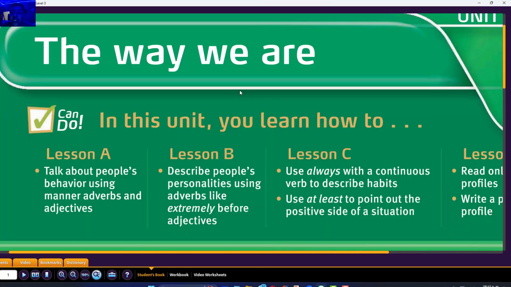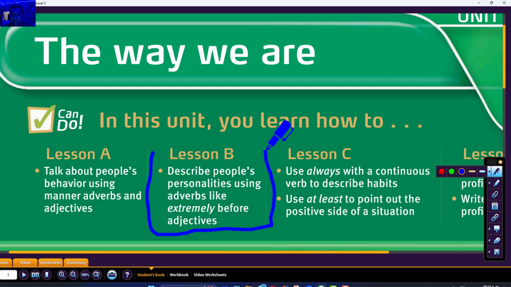It's gonna be just the first lessons, the lesson A, which is about how to talk about people's behavior using manner adverbs. We're gonna discuss what are the manner adverbs and how to use it versus an adjective. And in the lesson B, as you can see, we are going to describe people's personalities. This using adverbs, to make them stronger or to make adjectives stronger, right? So that's what we're gonna learn in this class.